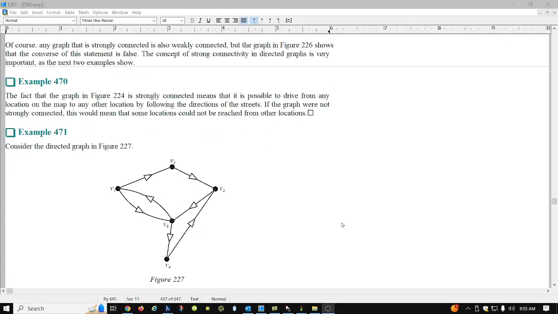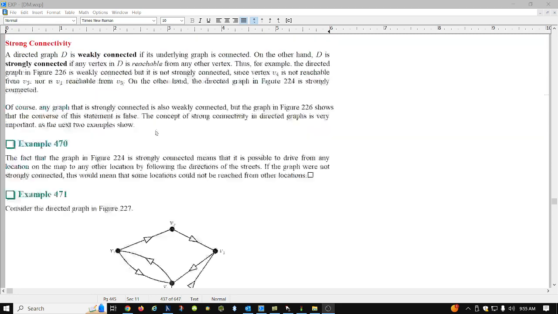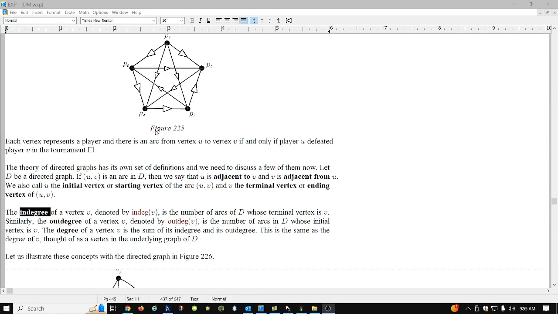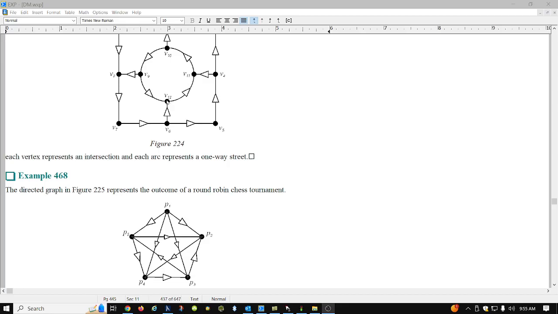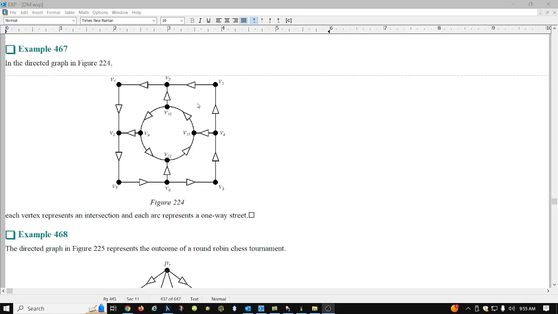The graph in 224, let's look at that. This is a strongly connected graph. It can take a while to sort out whether that's true or not, and I'm going to discuss that in a few minutes. How do you tell whether a graph is strongly connected, or whether you can add directions to an undirected graph and make it strongly connected? That's a big deal in graph theory, and I'll come to that a little bit later.